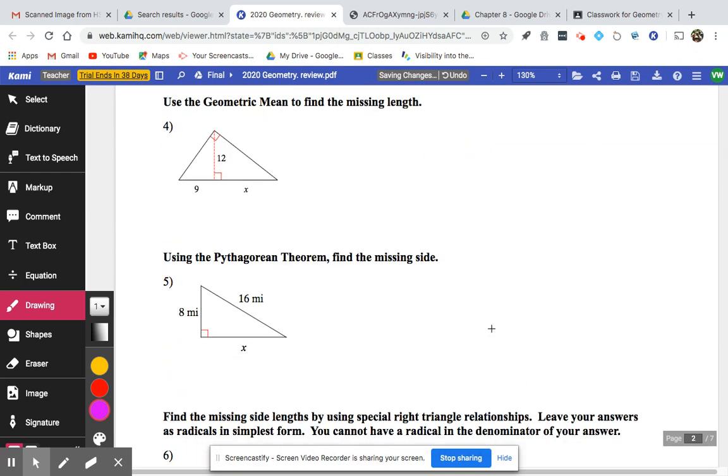Use the geometric mean to find the missing length. Here's how you go about doing this one. You have x over 12. So in other words, you've got kind of the hypotenuse-ish side looking of the bigger triangle. Put that over 12 equals 12 over 9.